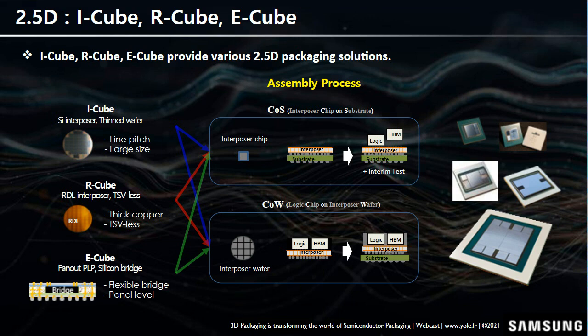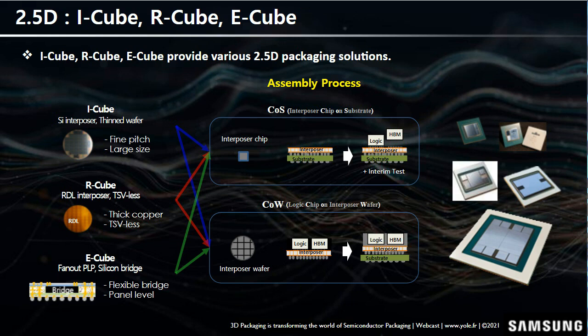From Samsung's point of view, we have two assembly processes, I would say the COS and COW. Let me explain a little bit about this COS and COW. COS is based on the interposer chip. Basically we have a wafer or panel, and then we cut it as a chip, and then we directly mount this chip on top of a package substrate. That's what we call the COS. And then we mount the logic and HBM, and then we can do the interim test in between. That is COS.